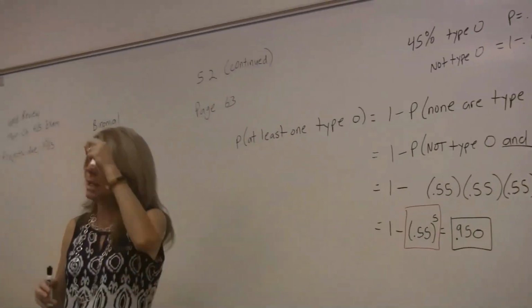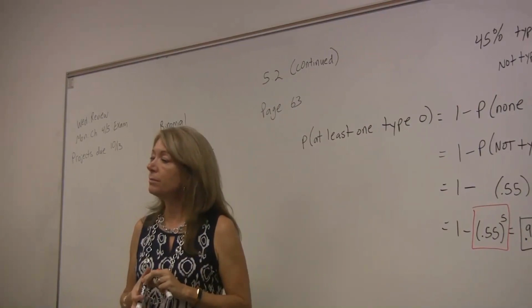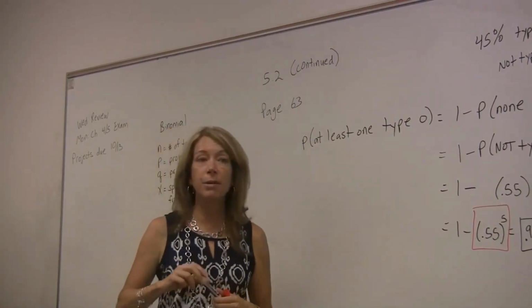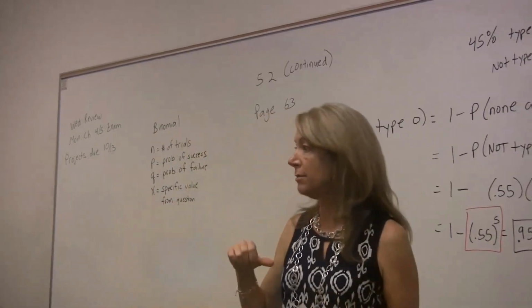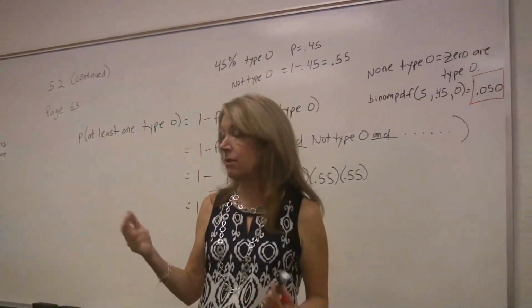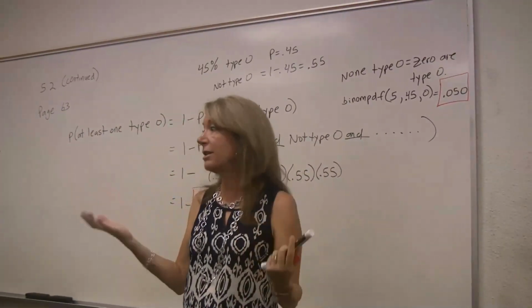Yes. So how would we think of this problem as being binomial? So every person is either type O or not. So those are your 2 options. Are you type O? It's a yes or no question. Right? So if I come up there, are you type O? You're going to say yes or you're going to say no.